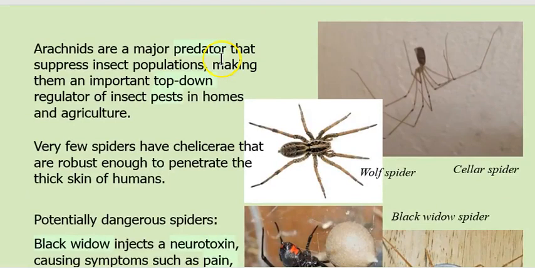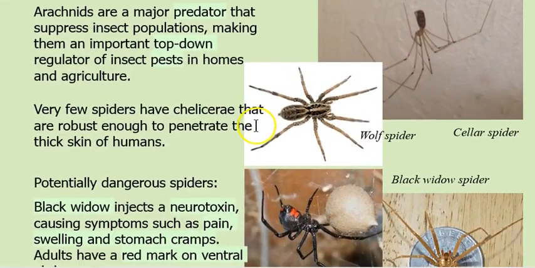They're a major predator, and so I like the wolf spider. They cruise around people's homes, totally harmless to us. Same with the cellar spider. They make messy webs, but man, they're catching mosquitoes and helping us out. Important pest controls. There's only a few that we have to worry about, and even they are not that bad.